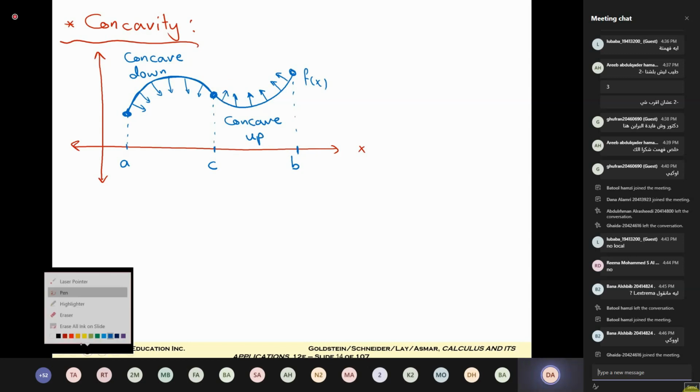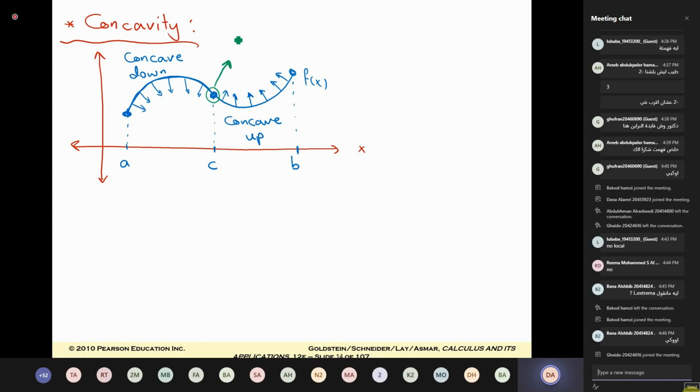This point C, and f of C, is called an inflection point, the point of transformation or change of concavity. So if the function around some point changes from concave down to up or from up to down, this point means inflection point.